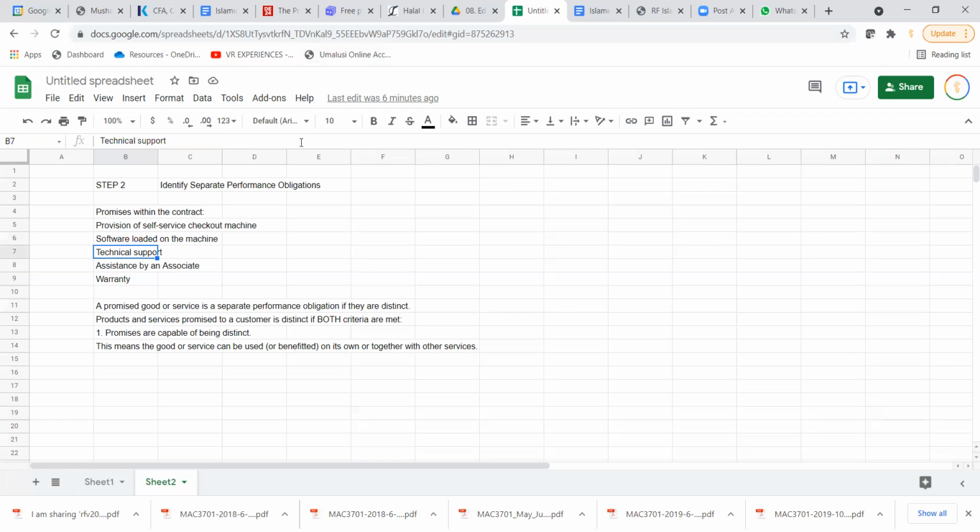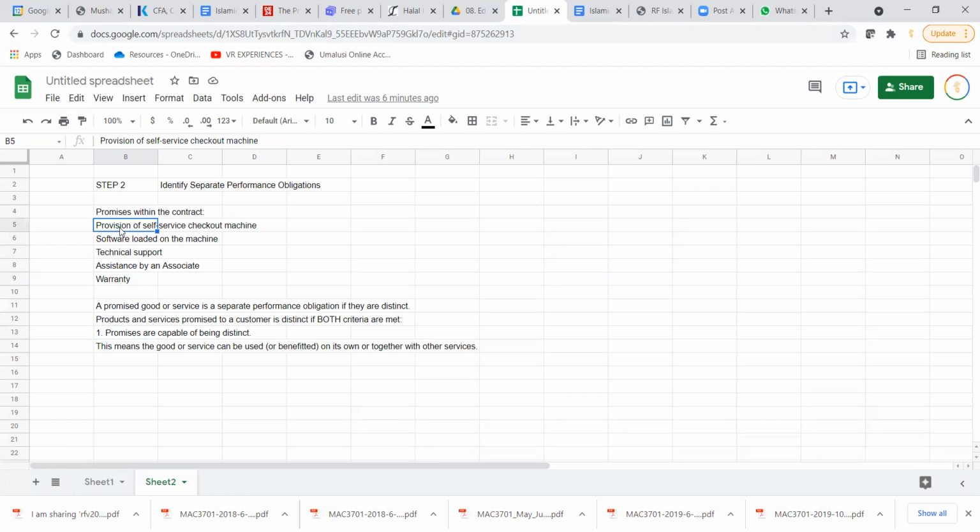Now, the same thing with the technical support. Is the technical support capable of being distinct? If I remember correctly from the scenario, the technical support is sold separately by Gibela. Because technical support is sold separately, it implies that the technical support is capable of being distinct. So it meets criteria number 1.